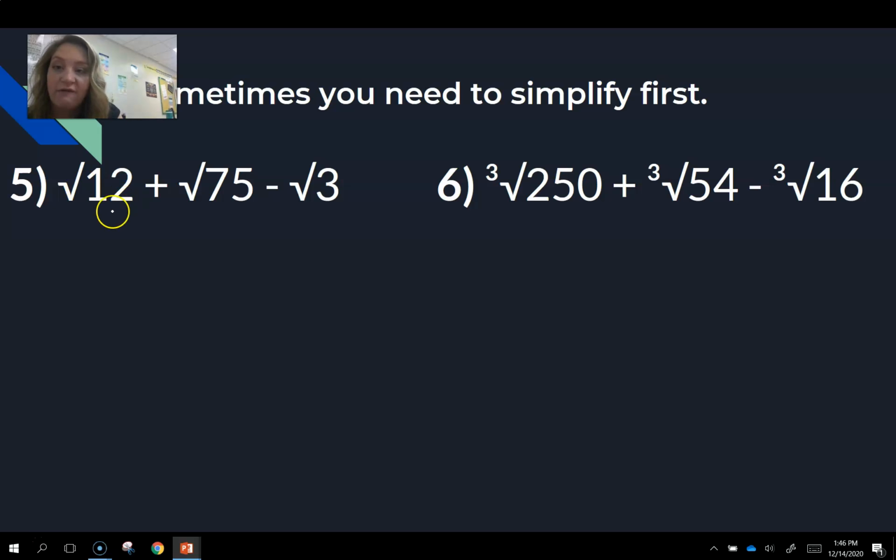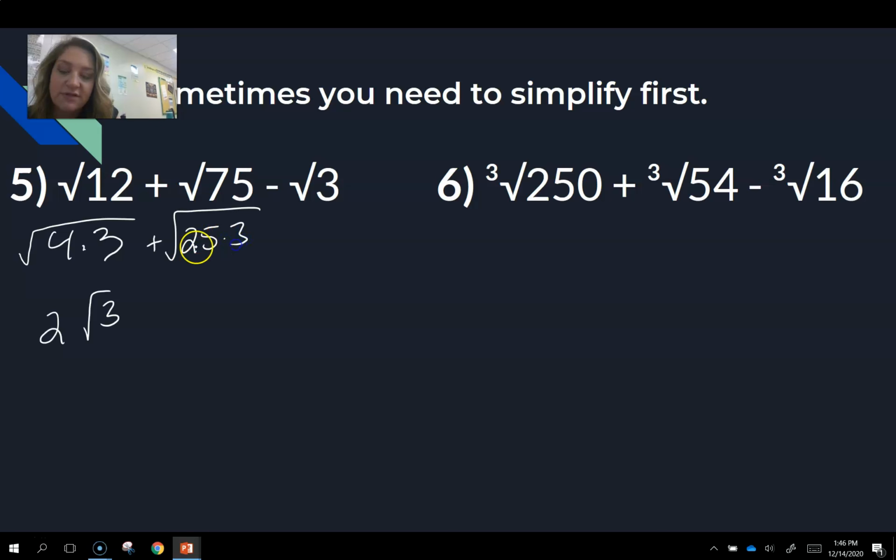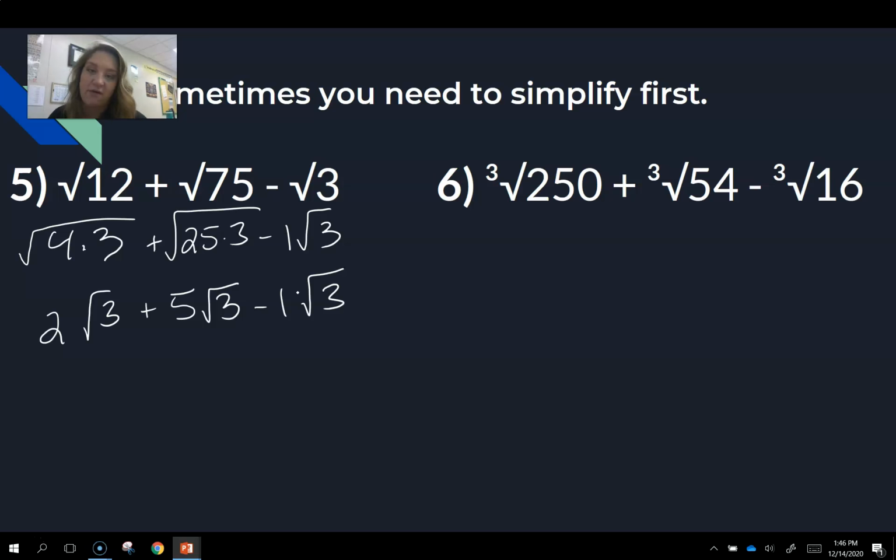The square root of 12, I can break that apart to be 4 times 3. Well, I know the square root of 4 is 2, right? This becomes 2 square root 3. The square root of 75 I can break apart to be 25 times 3. I do that because I know the square root of 25 is 5, but the square root of 3 just stays square root of 3. And then this last piece, just to visually help me out, I put a negative 1 out in front of my square root of 3.